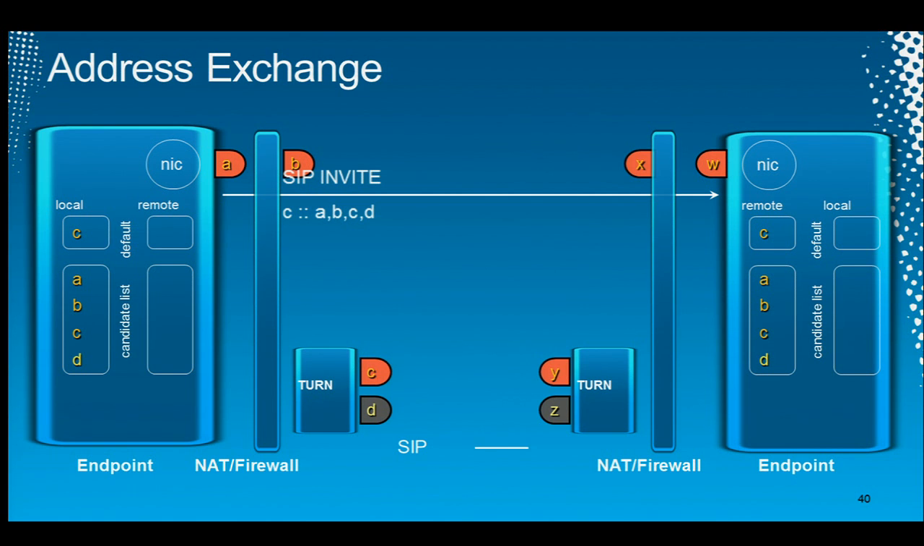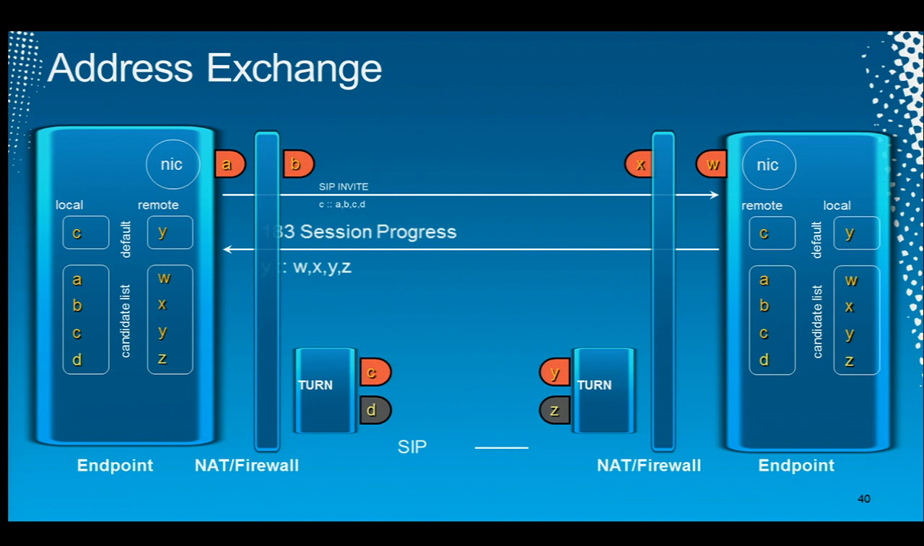That way, the endpoint on the right-hand side is aware of which candidates it could try to establish a connection with. On the endpoint on the right-hand side, it discovers what candidates it has, which is W, the physical network IP address, and then X, which is the NATed IP address, and then Y and Z, which are the ports and IP addresses established by its own AV Edge server. So in the response, the callee, the endpoint on the right-hand side, is going to send back a 183 Session Progress.